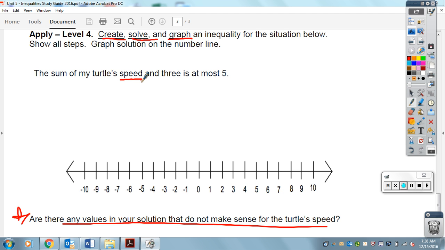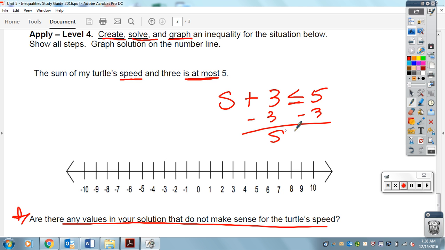Well, if we're talking about speed, can you have negative speed? So if we talked about this yesterday, you could have negative money, you could have negative temperature, but you can't have negative speed. So if I'm doing at most, so the sum of my total speed and 3 is at most 5. Remember, is at most is less than or equal to. Don't say, oh, most, and then do that symbol. That would be incorrect. Don't be hasty. Think.